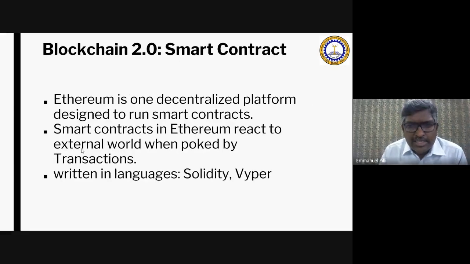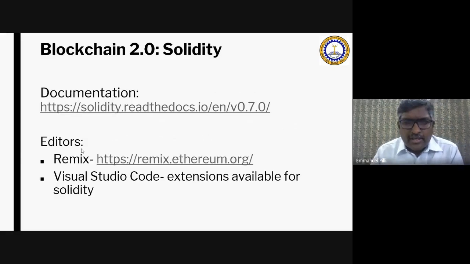And Ethereum is one of the decentralized platforms which are running smart contracts. So smart contracts on Ethereum react to external world when poked by transactions. And you can pick up these languages called Solidity and Viper if you are looking at understanding blockchain for other users. So you can build smart contracts using Solidity. And Solidity, these are the links. Solidity is the programming language.